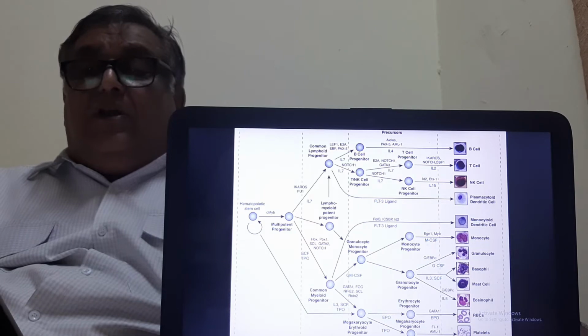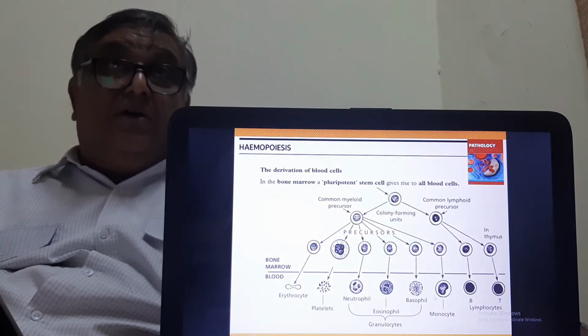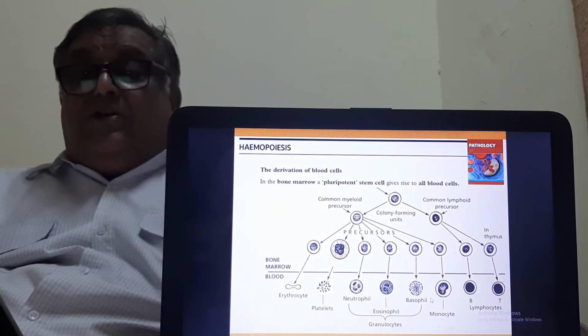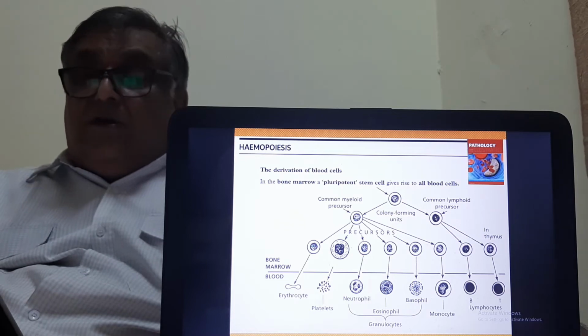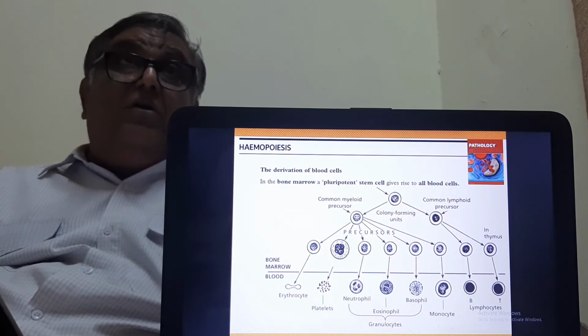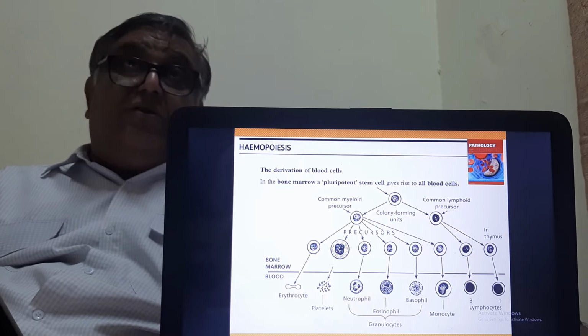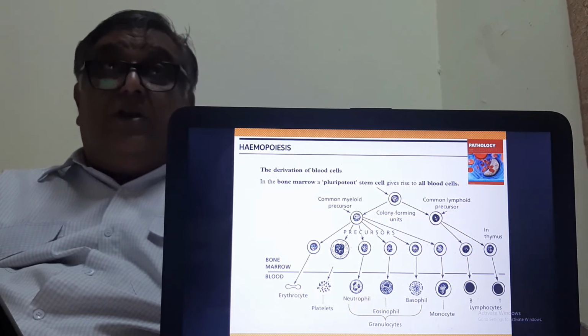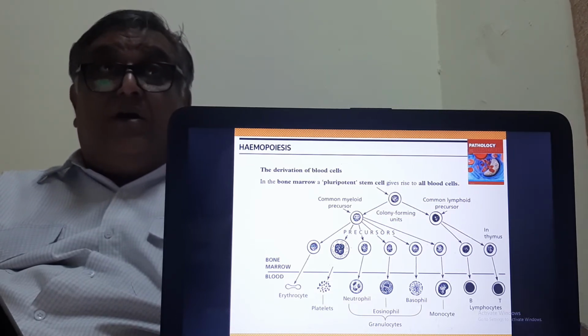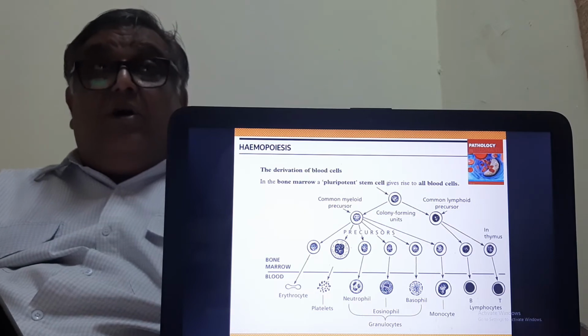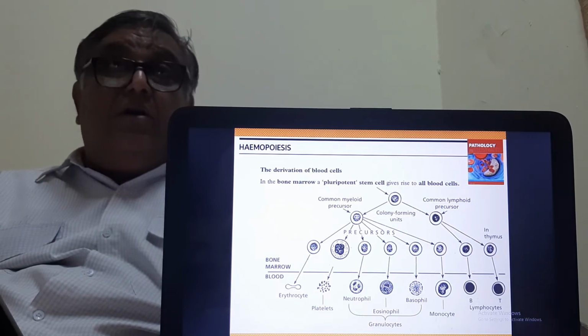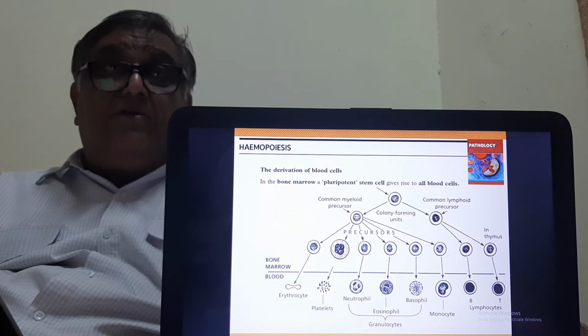As far as hematopoiesis is concerned, it starts in the fetus at about 2 to 5 months of age. Initially, hematopoiesis occurs in the liver and spleen, but later on it starts occurring in almost all the bones of the fetus.